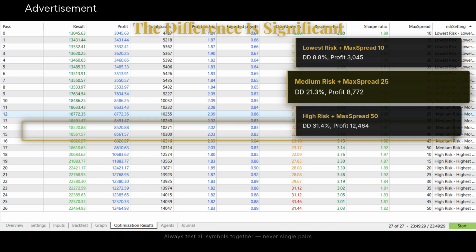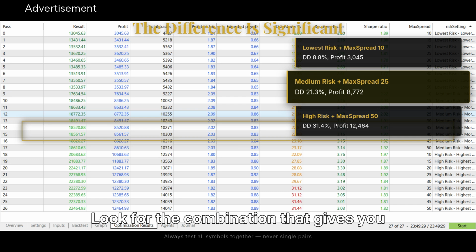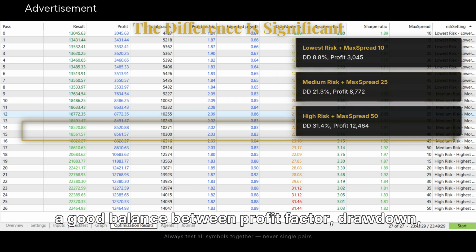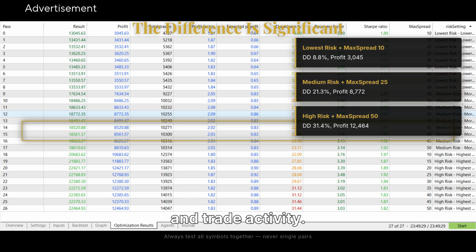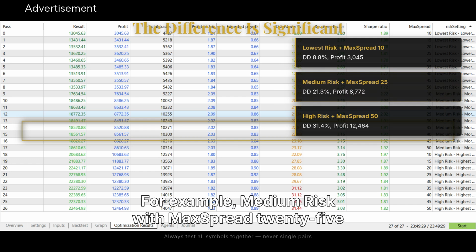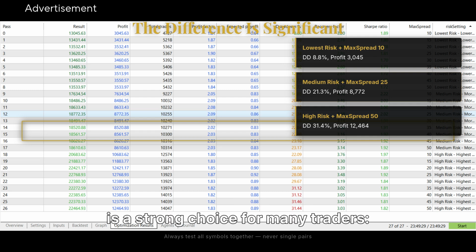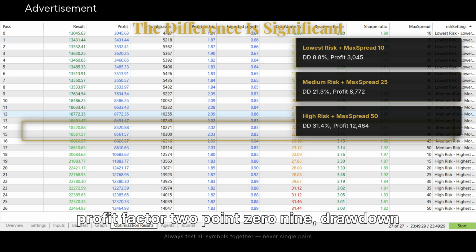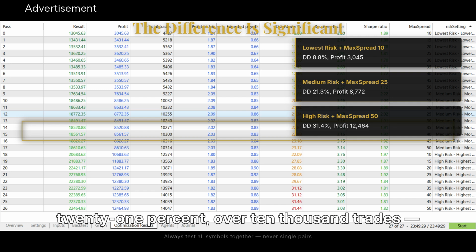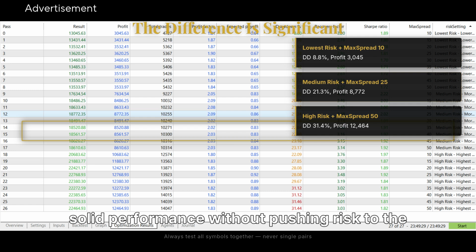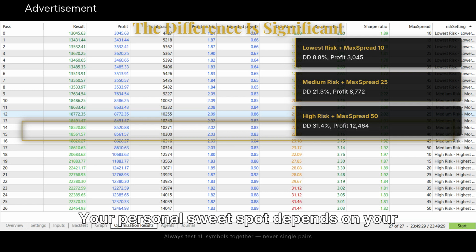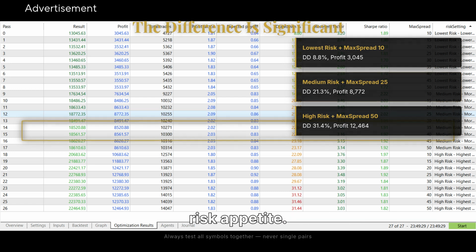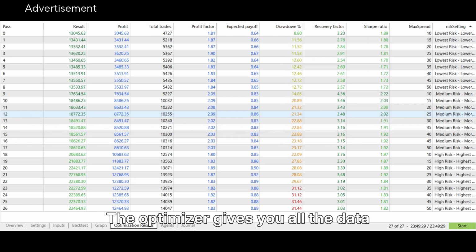Now, how do you choose? Look for the combination that gives you a good balance between profit factor, drawdown, and trade activity. For example, medium risk with max spread 25 is a strong choice for many traders. Profit factor 2.09, drawdown 21% over 10,000 trades. Solid performance without pushing risk to the limit. Your personal sweet spot depends on your risk appetite. The optimizer gives you all the data.